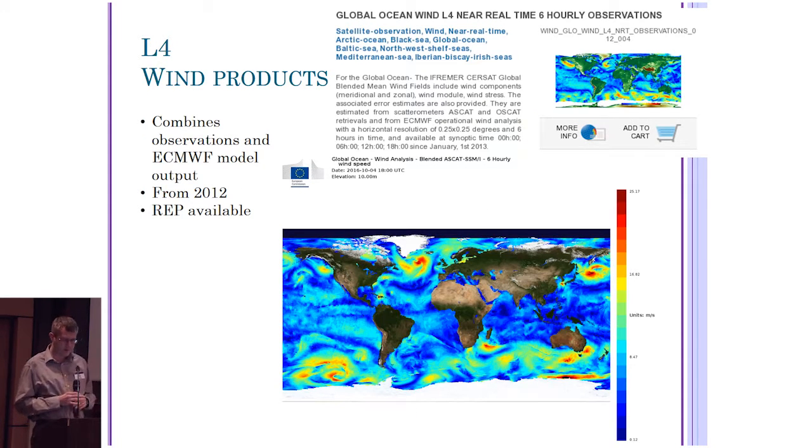The Level 4 version of this is slightly different to the SST Level 4 product that I showed, which was completely independent of model data. The Level 4 wind product combines observations and ECMWF model output to give 6 hourly wind fields. This is running from 2012, and there is a reprocessed version of this one available.